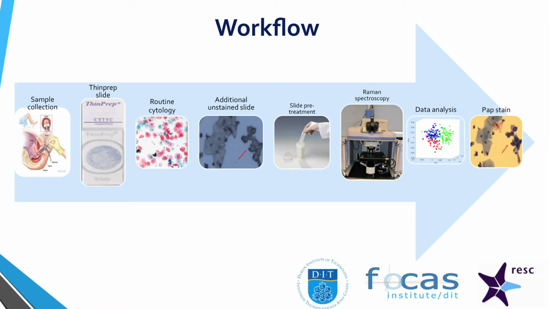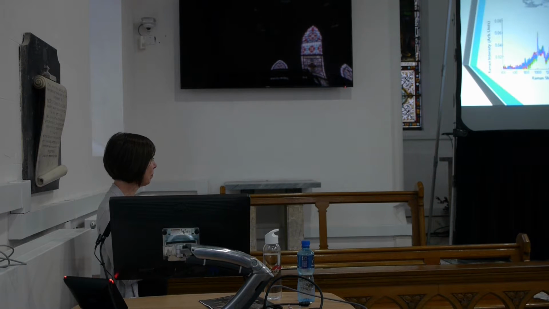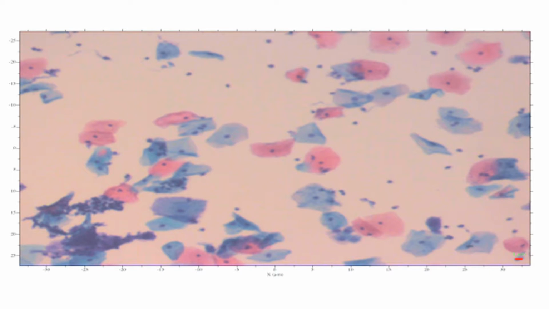We do a pre-treatment to get rid of any blood and contaminating material. We do our Raman spectroscopy, our data analysis, and then at that point we can add the stain and have a look at the cells. So this is what the cells look like unstained. You can see them here, and this is what they look like after staining. So it's not so bad.